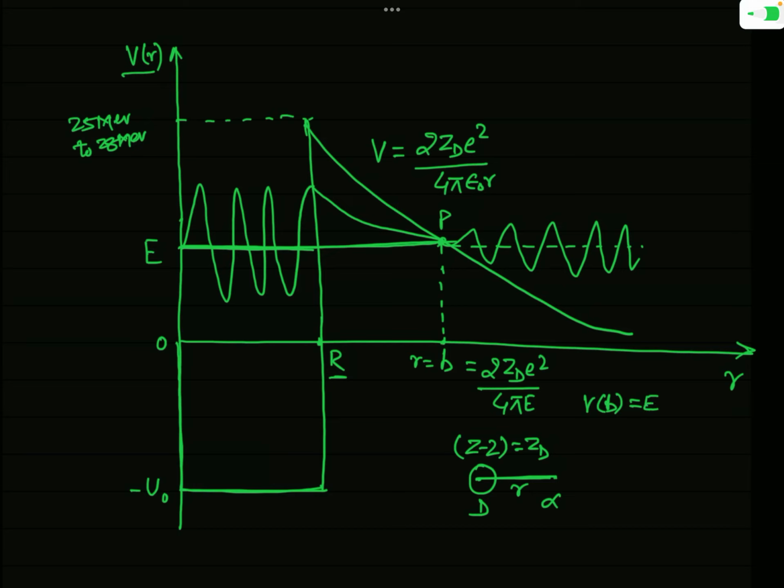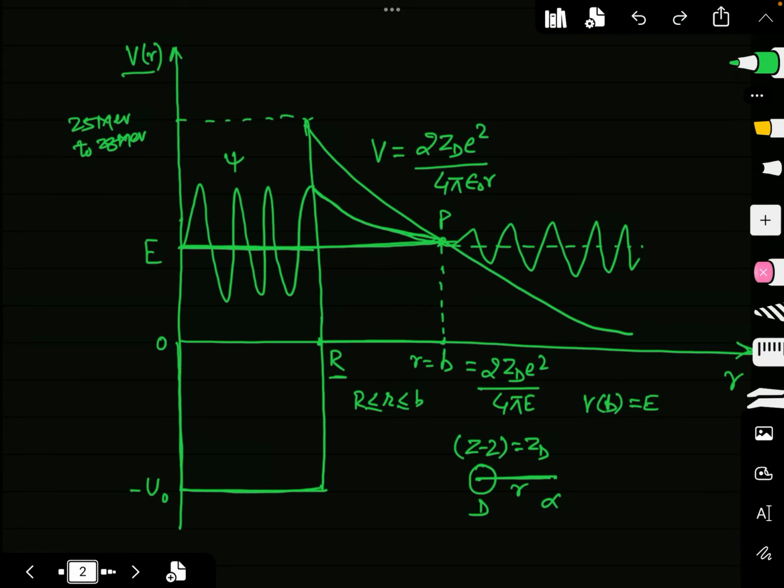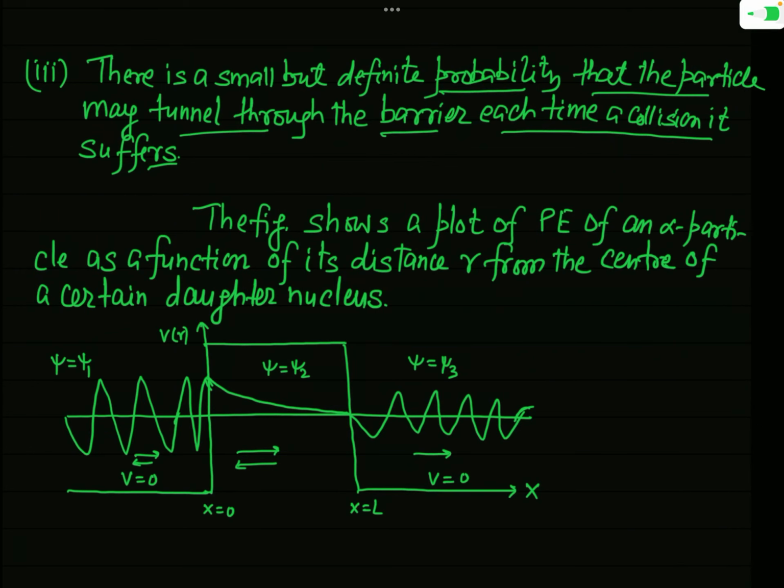Now you can see this figure. This variation is of the wave function. The wave function in the first region, that is inside the nucleus, is oscillatory. And between small r equal to capital R and B, that is in this region where R is less than or equal to r and r is less than or equal to B, you can see that the wave function is exponentially decaying. And once the alpha particle reaches this point, it will escape from the nucleus, and again in this third region the wave function is oscillatory, which implies that this alpha particle will now not return back. Okay, so the proper theory needs the idea of barrier penetration, which you study in quantum mechanics.